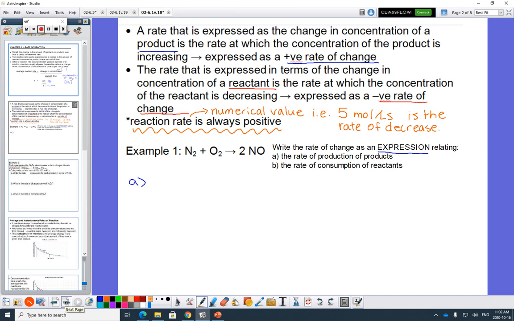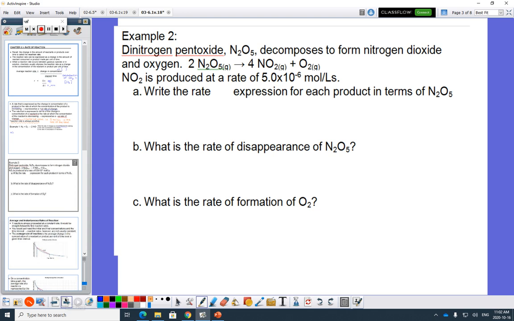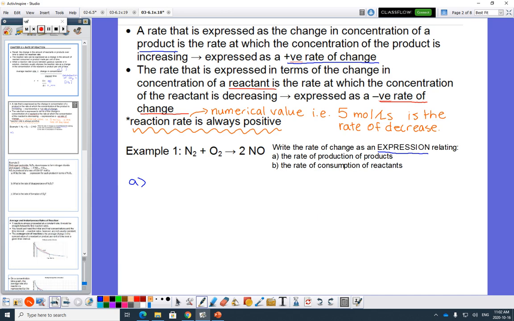So we're going to write it as a rate of change because that's all we can do. So it says the rate of change, it says expression, versus a question like we're going to do in a minute where you're actually given a number for rate, okay? We have no numbers here, so decide for yourself how that's going to stand out to you, okay?